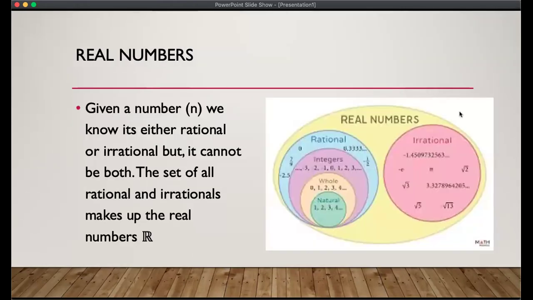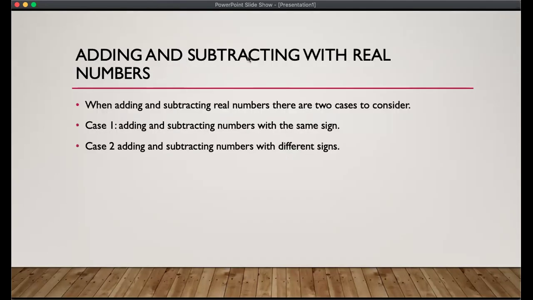If we were to draw a little tree or a little diagram, right? Given n, we know that it's either rational or irrational, but it cannot be both. So the set of all rational and irrational numbers makes up the real numbers, or R. So notice how we have the natural, the wholes, the integers, the rationals. Irrationals are not included in any of these, and that's what makes up real numbers.